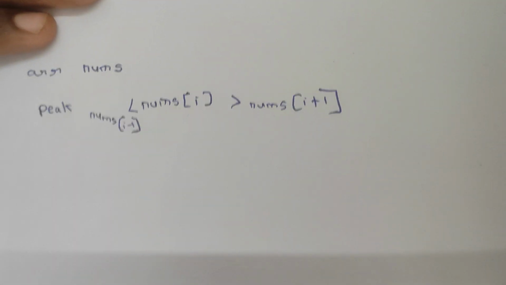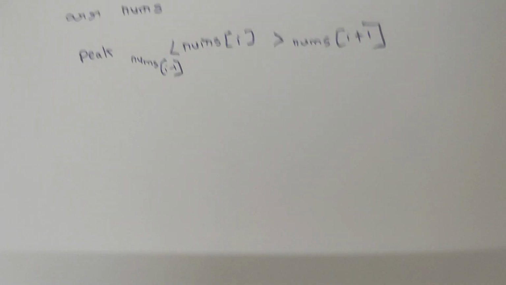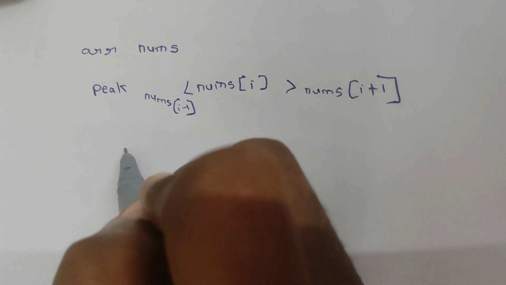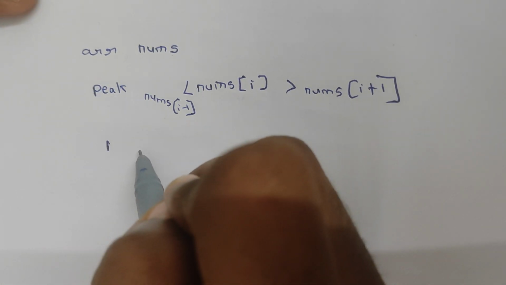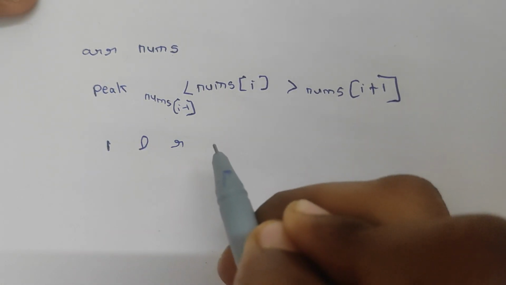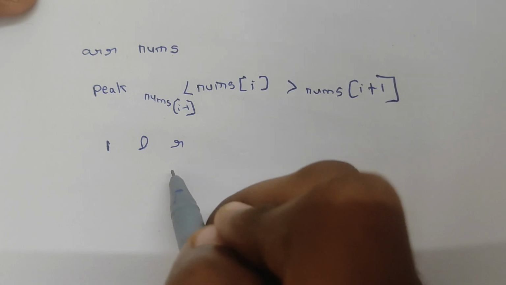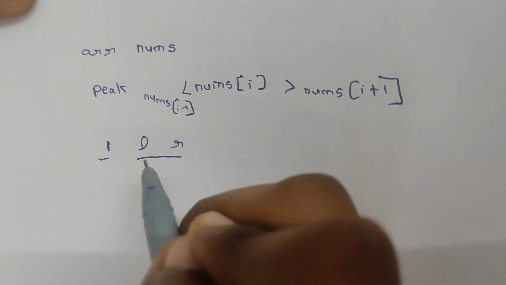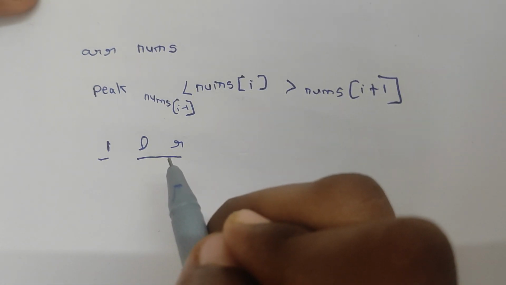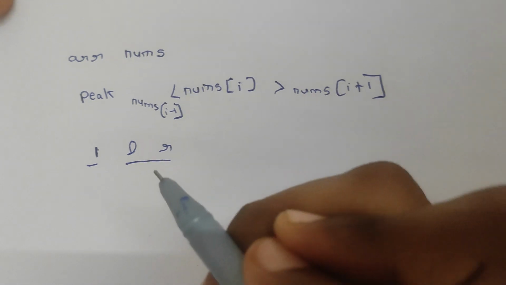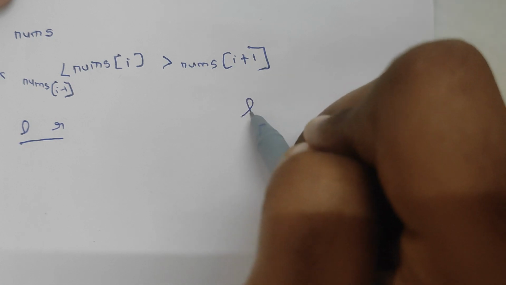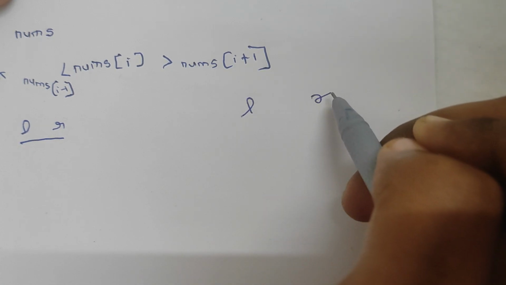So that's basically what a peak is, and they will give us some queries, and the queries are of two types. The first type of query is they will give us a range L and R, and we have to find the number of peaks between L and R. The thing to notice is what happens if the element at the Lth or the Rth index is a peak when we consider the entire array.